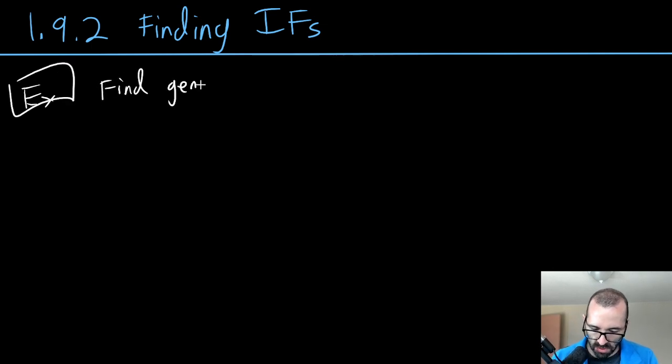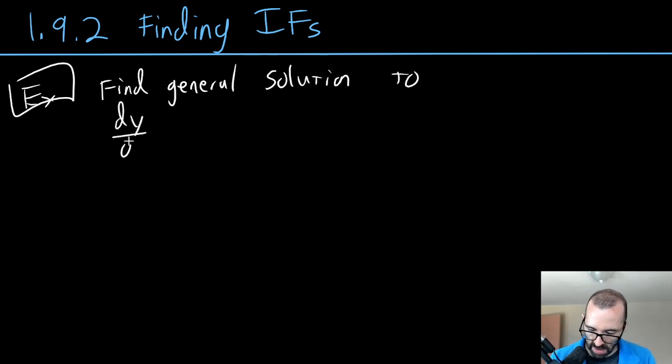find the general solution to the following differential equation. dy/dt plus 2 over t times y equals t minus 1.